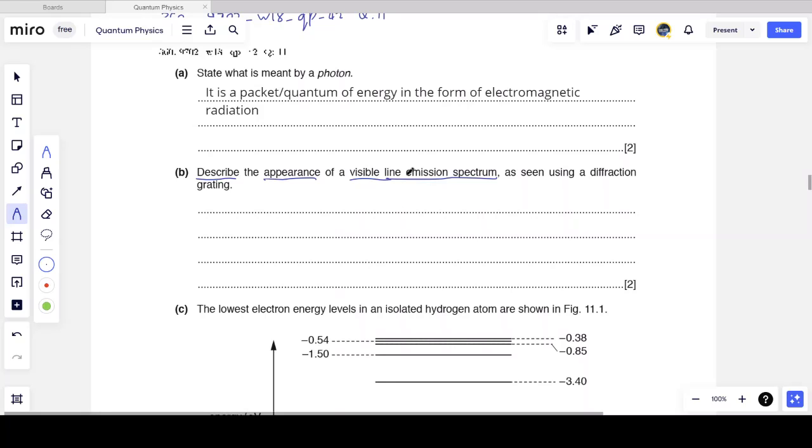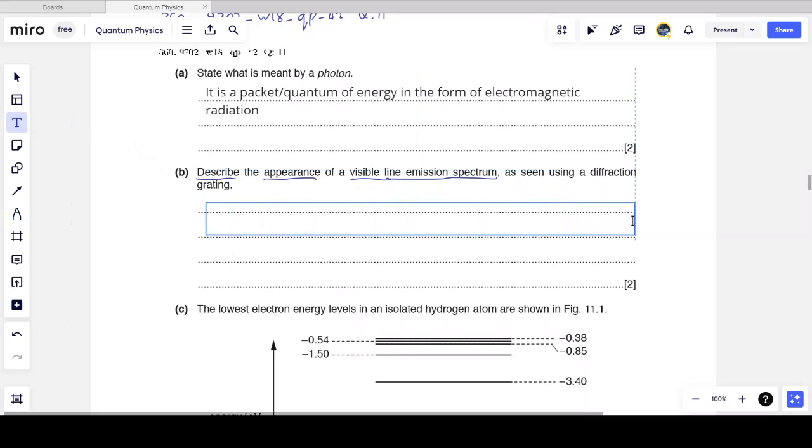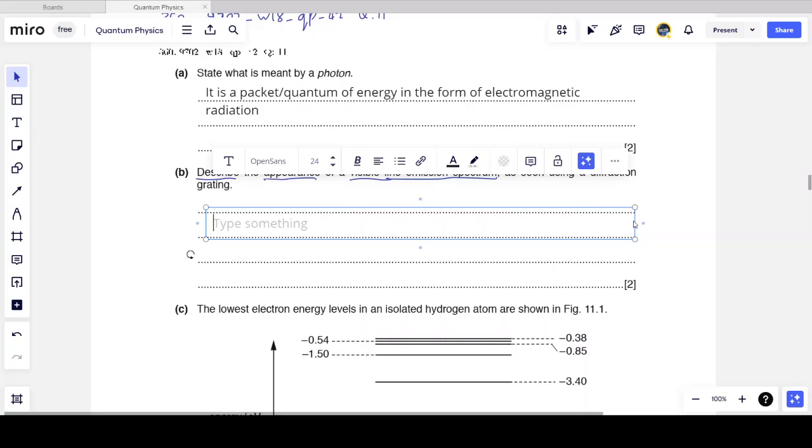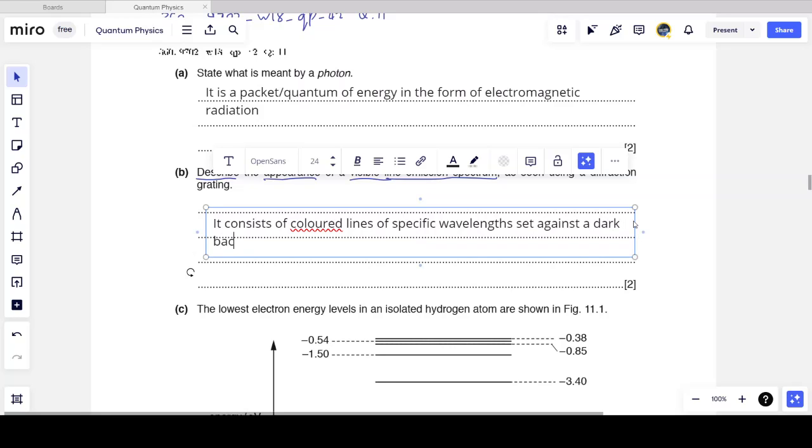I'm asked to explain what it looks like, which is a lot easier because then I just get my memory to go back to my textbook and I think of the lines in the textbook and I describe what I see. What do I think of when I think of a line spectrum? Well, a line spectrum consists of colored lines on a dark background. So I'm going to say colored lines of specific wavelengths that are set against a dark background.